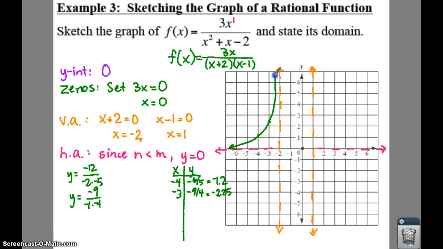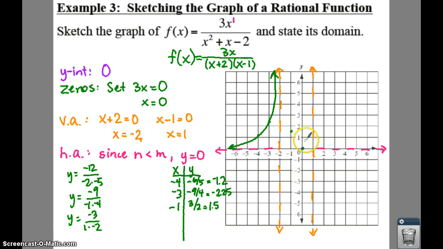So we need some points in between our 2 vertical asymptotes. We already have 1, so let's plug in negative 1. Let's see what that does. If we plug in a negative 1 to our function, that gives us a negative 3 on top. And on the bottom, you have a 1 times negative 2. So you get 3/2. 3 halves is a 1.5. So back 1, up 1.5.